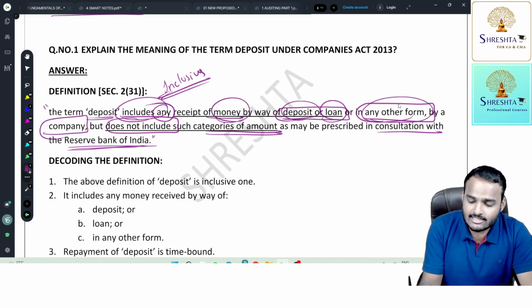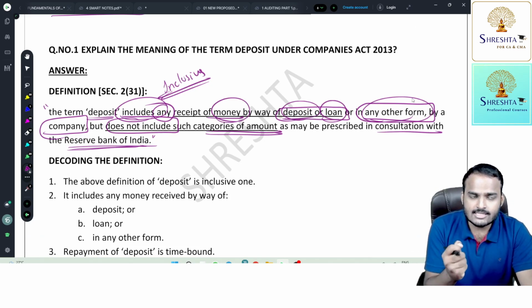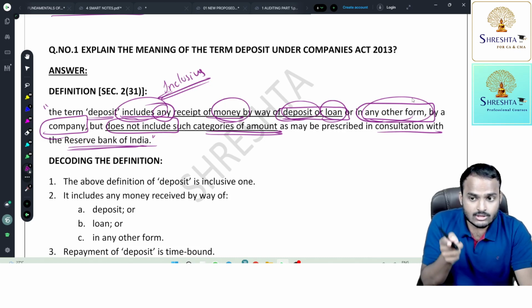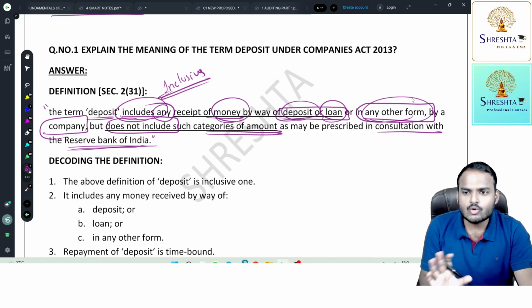So this any other form, don't think like this, sir. Suppose I sold one article to a customer. From the customer, I received money. Now, is this receipt of money from the customer also treated as deposit? No.